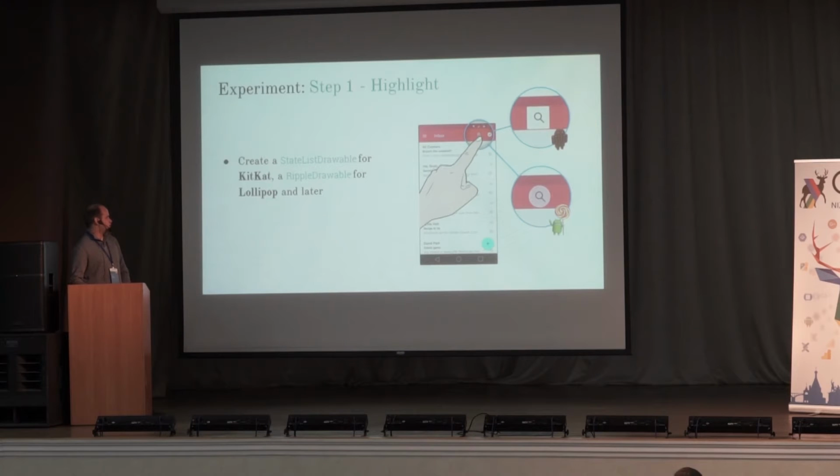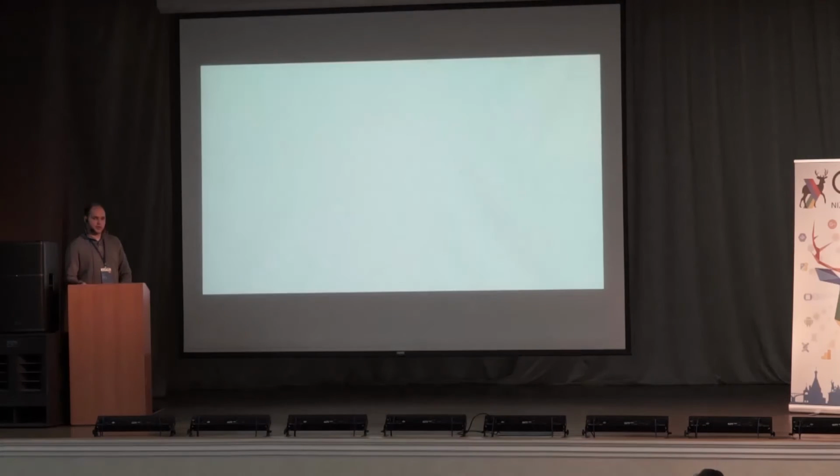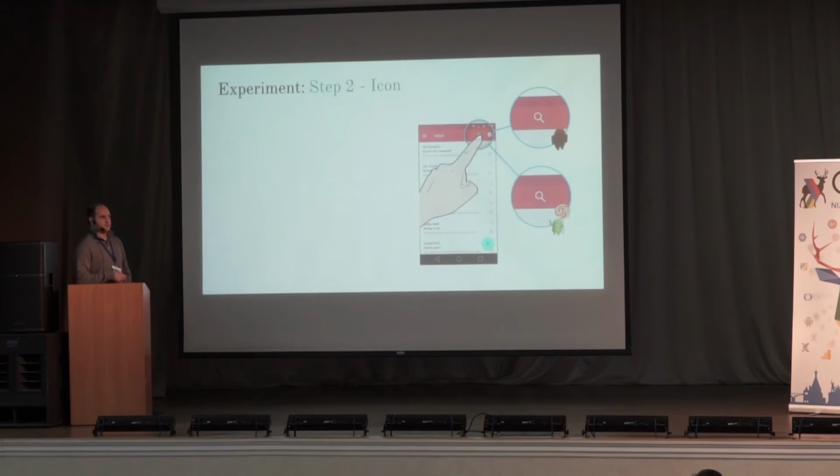So step 1, do the highlight. Create a stateless drawable for KitKat and create a ripple drawable for Lollipop. Only the press state needs to be colored, so you don't have to color the idle state. And the default way for color state list will do this. Also, the default way for ripple drawable will do this. The constructor takes one color, and this will work. So it's easy to do.